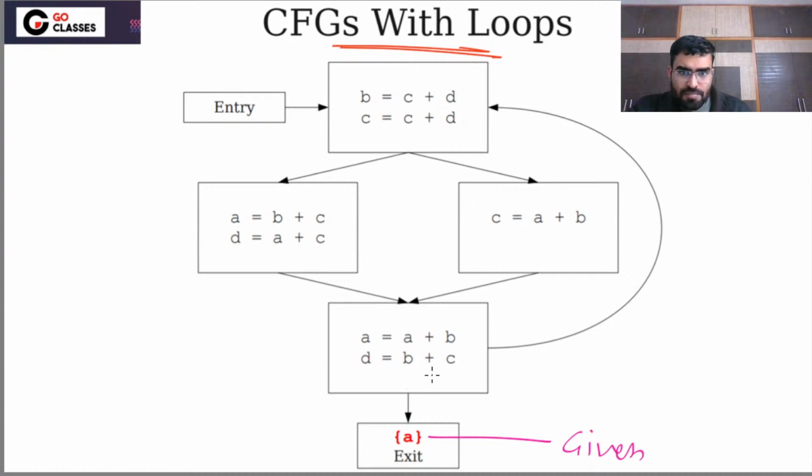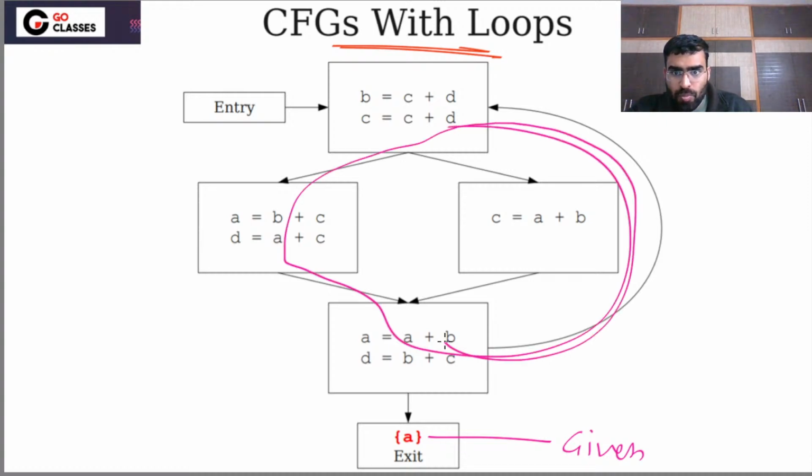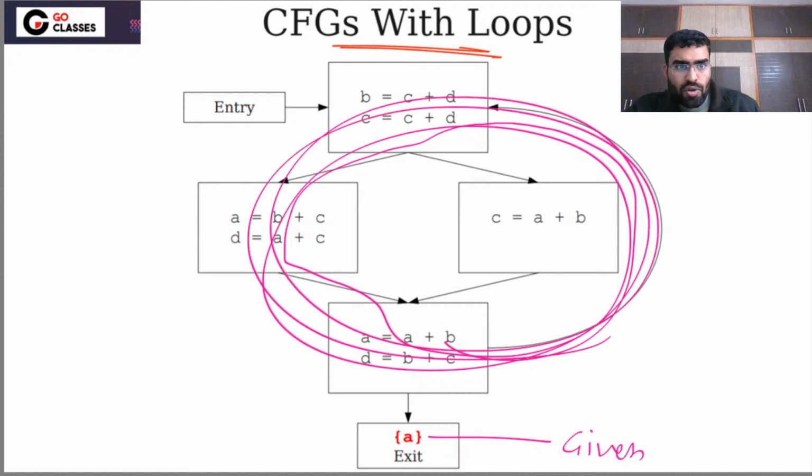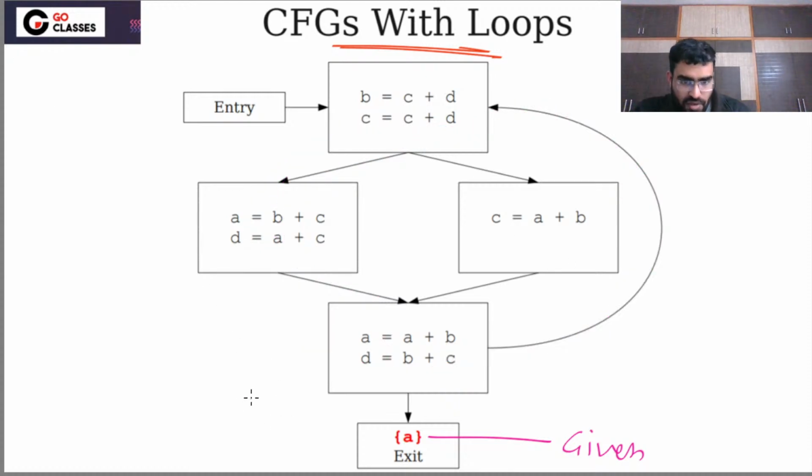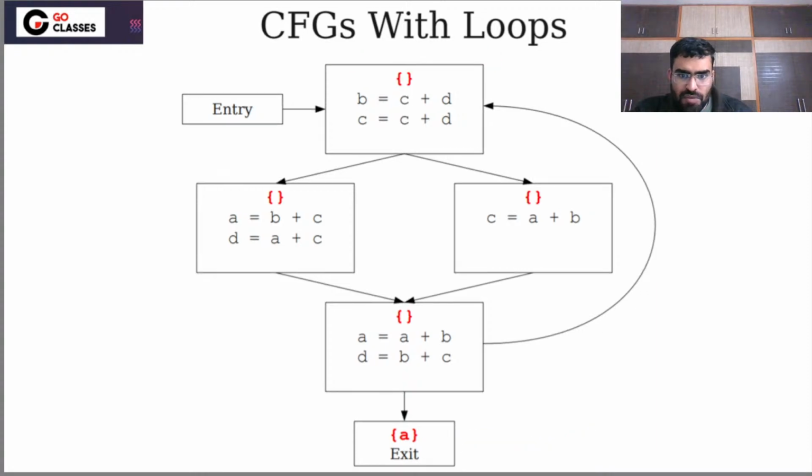Now, this is the loop. You can notice there is a loop in this control flow graph. So what we need to do is make multiple passes. What is the first pass? This is the initial setup: initially everything else is empty, and only this exit set is given. Agree or not?